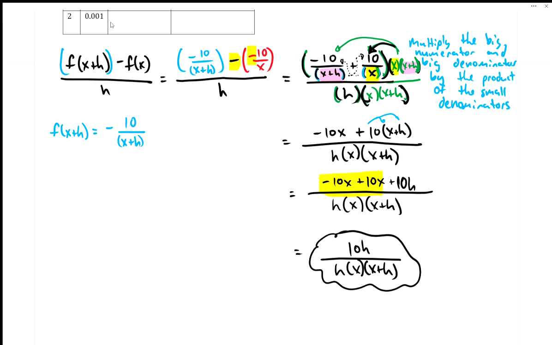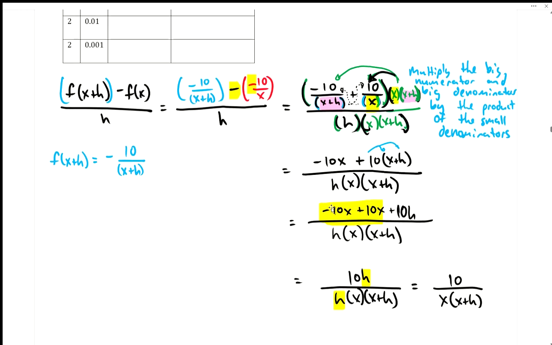Oh no, it's not. I went one too soon. Sorry, one more step. Okay, so notice in our numerator we have an h, and in the denominator we have a product that has h in it. So that means this h and this h will cancel. Now it will be simplified. So now we've got 10 over x times x plus h. Okay, so that is now the simplified difference quotient.